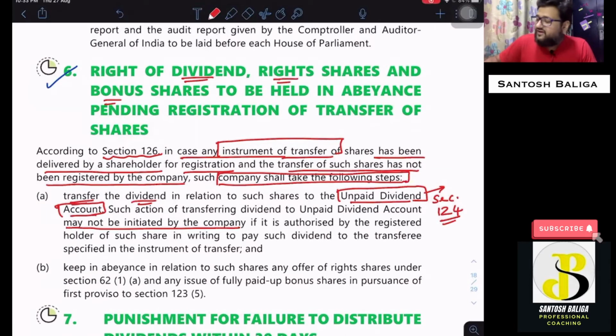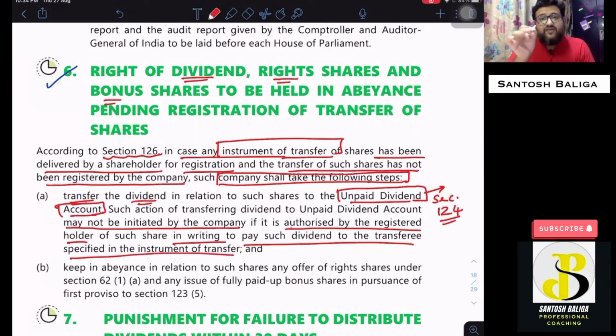But if the company is authorized by the registered holder in writing to pay such dividend to the transferee specified in the instrument of transfer, that means along with the instrument of transfer, the transferor, the person who is transferring the shares or the registered holder of shares, has given an undertaking, has given an authority to the company to pay the dividend to the transferee who is mentioned as transferee in the instrument of transfer, then in that case, the company rather than transferring the amount to the unpaid dividend account will be transferring it to the transferee account. This point is clear. So the treatment for dividend is clear.